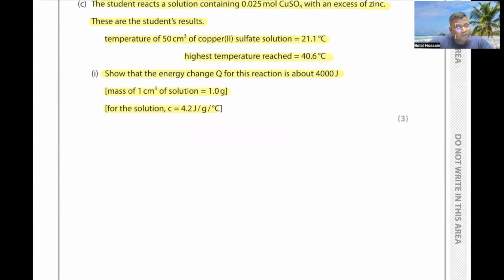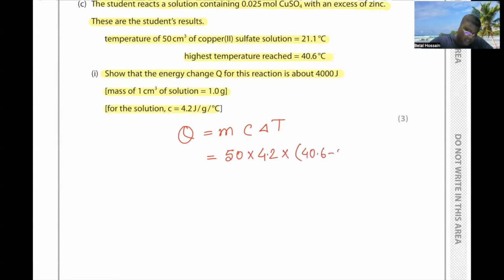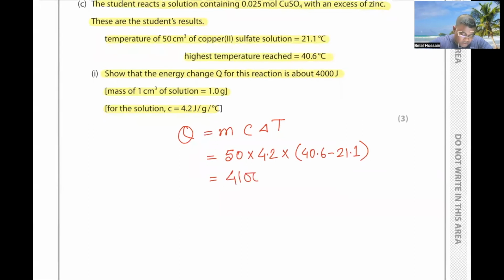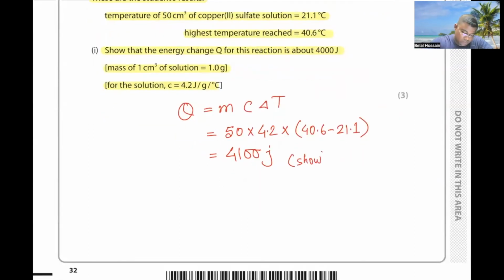So in this kind of calculation, first of all, we will have to show the temperature rise. So we know Q equals mcΔT. The mass here, because we have 50 cm³ of copper sulfate, will be 50. Specific heat capacity is 4.2, and the temperature change is 40.6 minus 21.1. By working it out, we get 4,100 joules. So the question says show, and we have shown it.